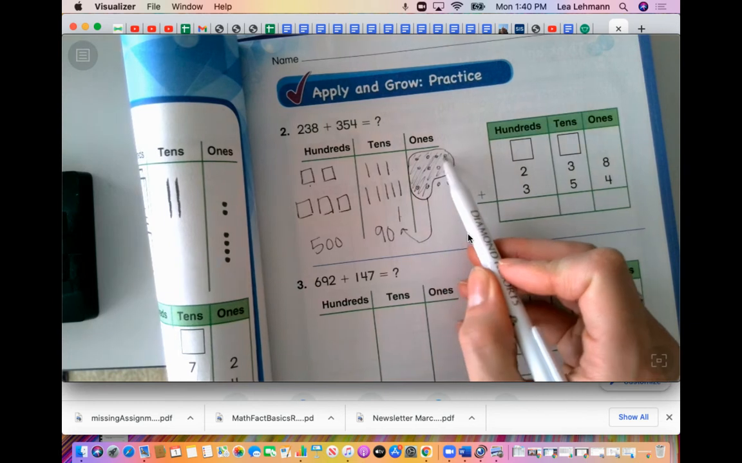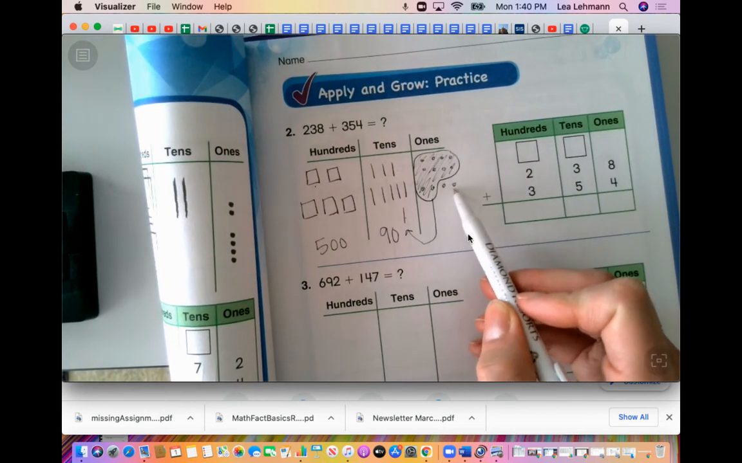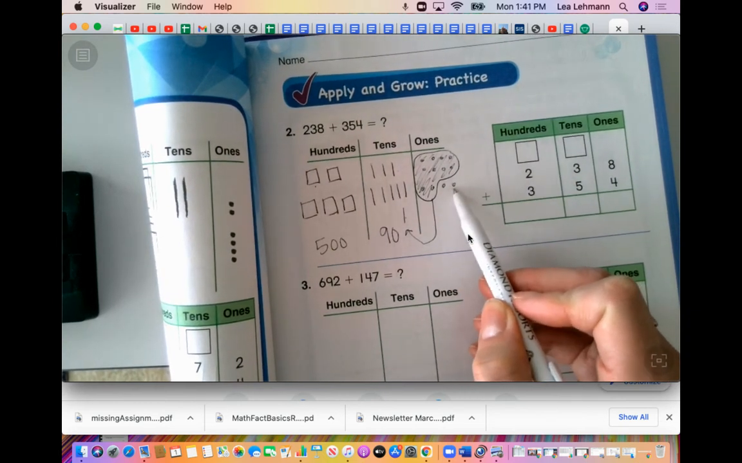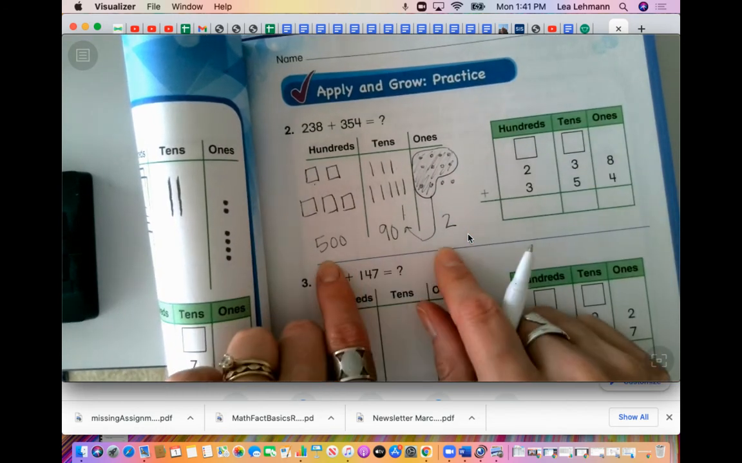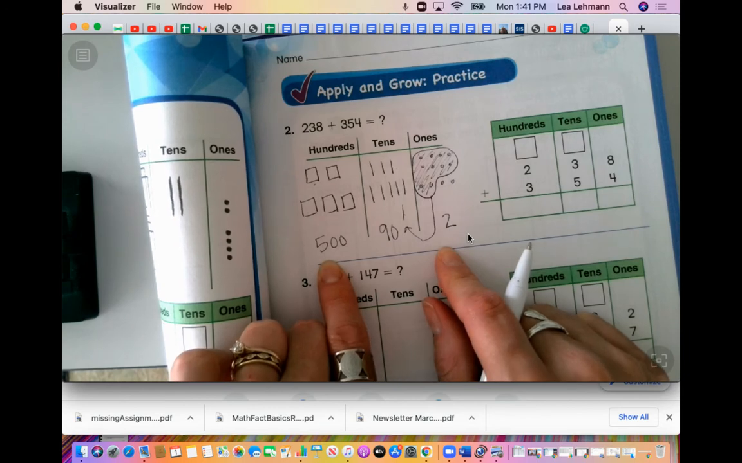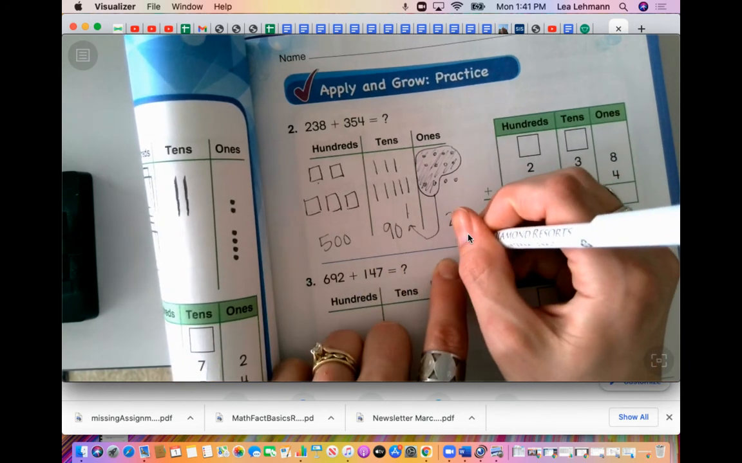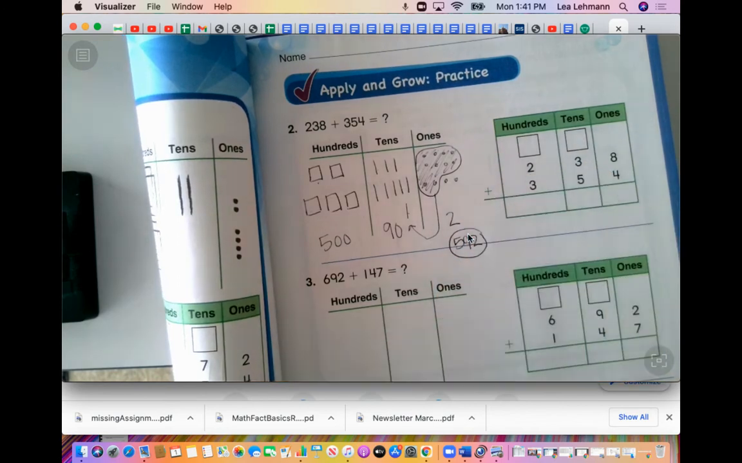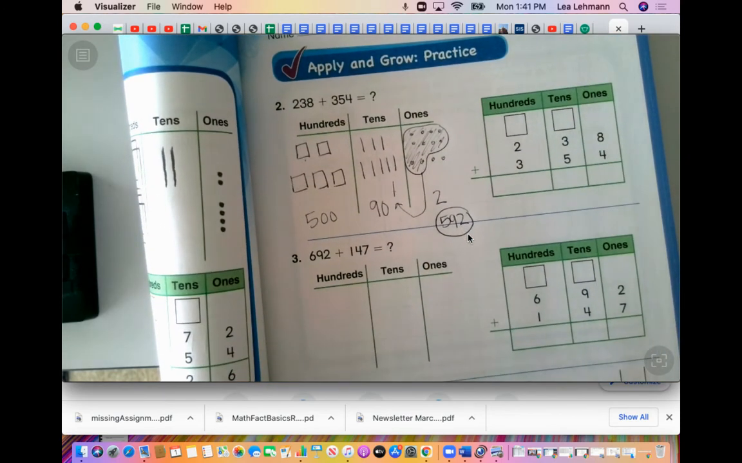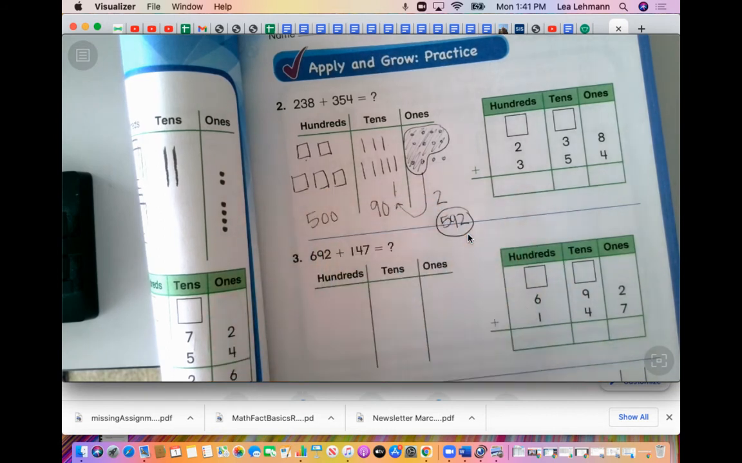And then I don't have these guys anymore, right? Bye-bye. What do I have left? 2. Is it 2 or is it 200? 2. So can you see what the answer is? Yes. 592. So I'm going to write it down here so I know. That's going to be my answer. Okay, and that's how we regrouped.